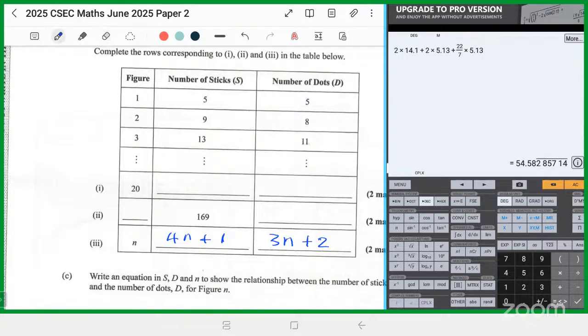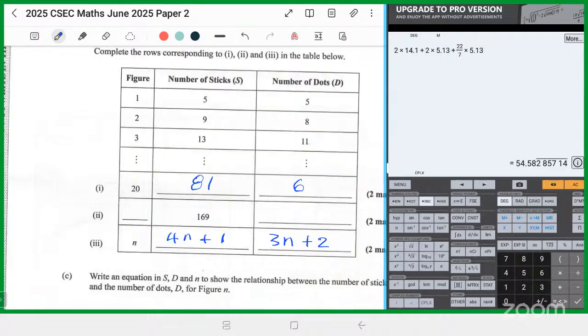And the formula will help us find other values. So, for example, when n equals 20, take the 20 and drop it into the formula. 4 times 20 is 80, plus 1 is 81. Take the same 20 and drop it into this formula: 3 times 20 is 60, plus 2 is 62.